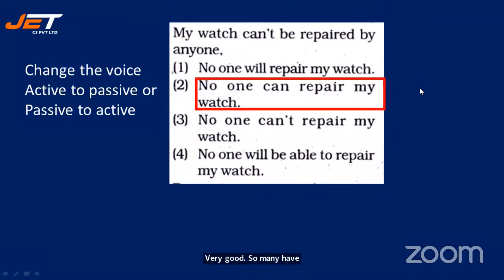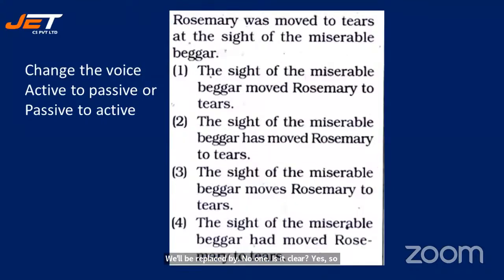All right. Fine. See, you should understand the sentence here. My watch can't be repaired by anyone. So no one can repair my watch. All right. So this 'anyone' will be replaced by 'no one'. Is it clear? Yes. So please rectify your mistakes, those who have given me the wrong answer. See the next question.